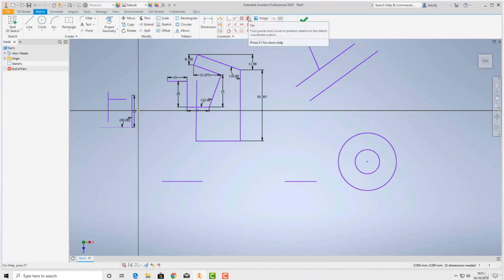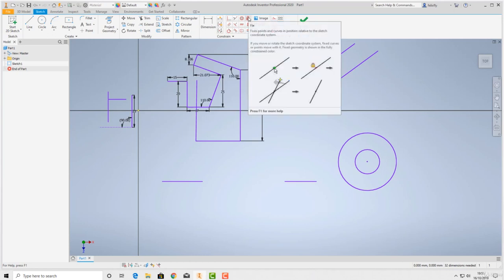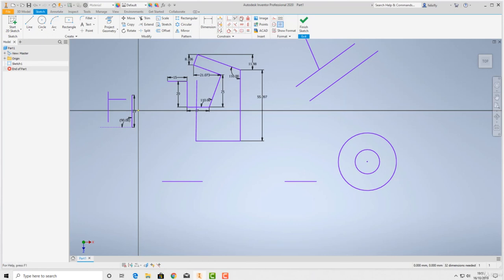Lock. This refers to a coordinate system. A bit more complicated. Let's just leave that one for now. Parallel we've looked at, making two lines parallel to each other. Perpendicular, we've looked at, horizontal and vertical. Tangent or tangential, I always struggle with that word. Tangential. If you have a line that is tangent to a circle, it means it comes off at the correct angle.